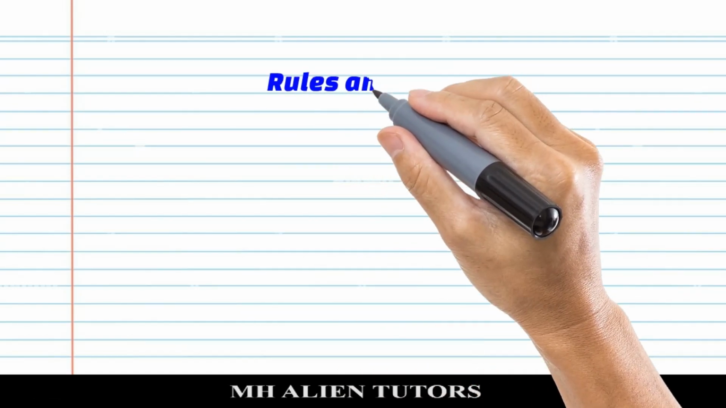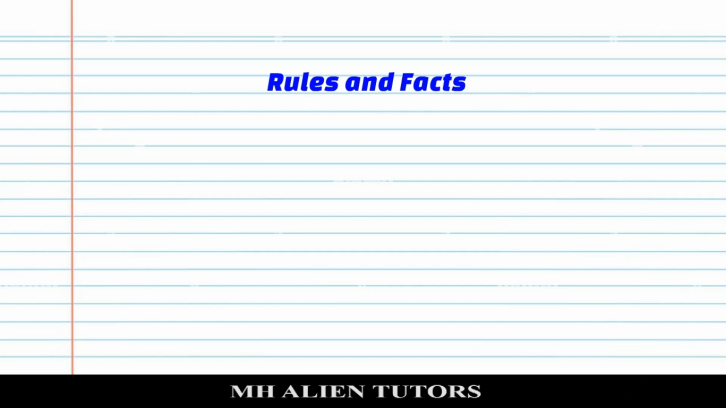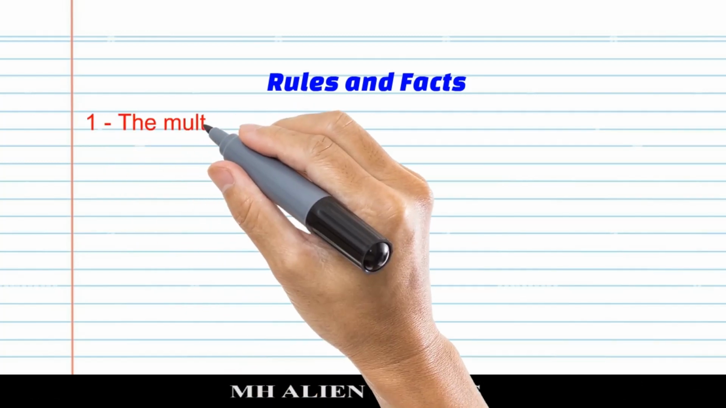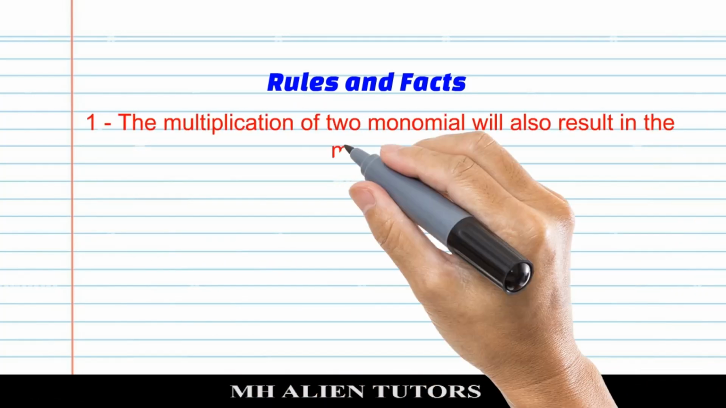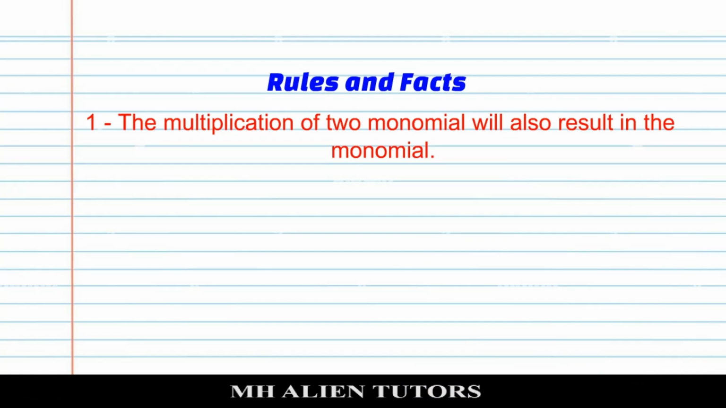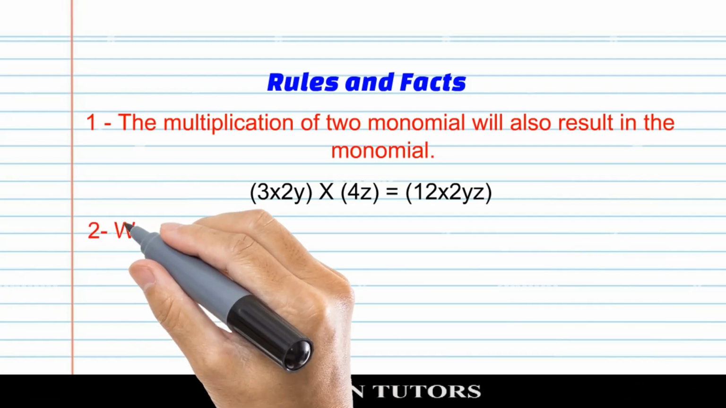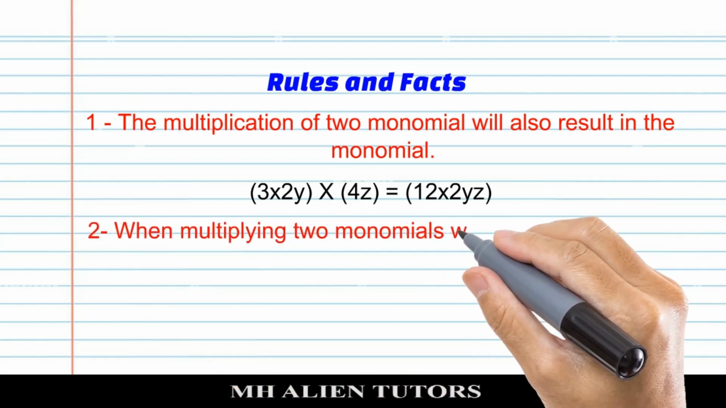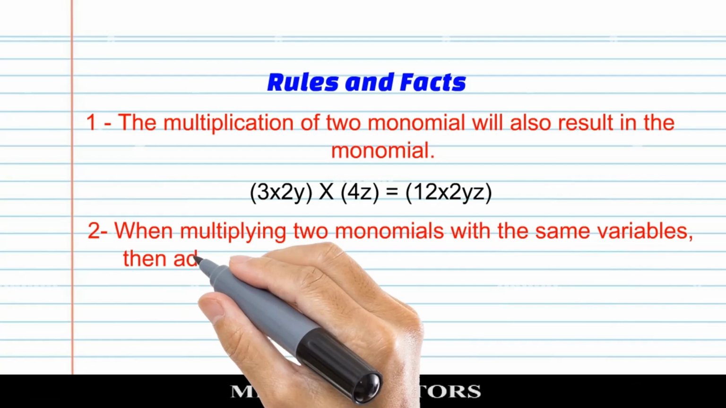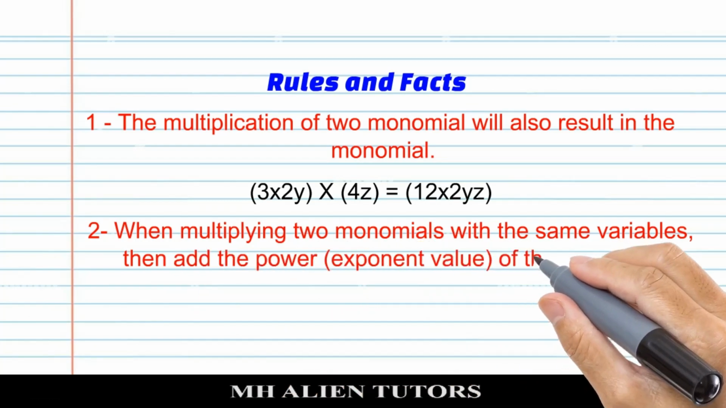Let's dive into some rules and facts. The multiplication of two monomials will also result in a monomial. For example, if we multiply 3xy with 4z, we get 12xyz. How? 3 multiplied by 4 equals 12, and variables like x, y, z are multiplied with each other. When multiplying two monomials with the same variables, then add the power of the variables.